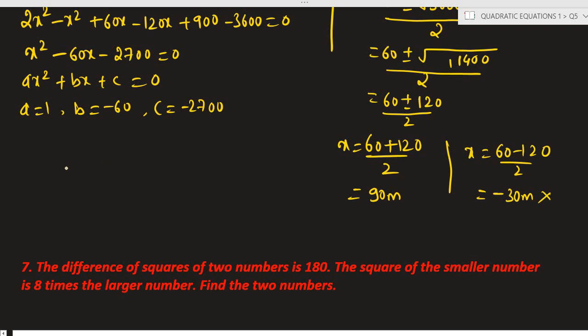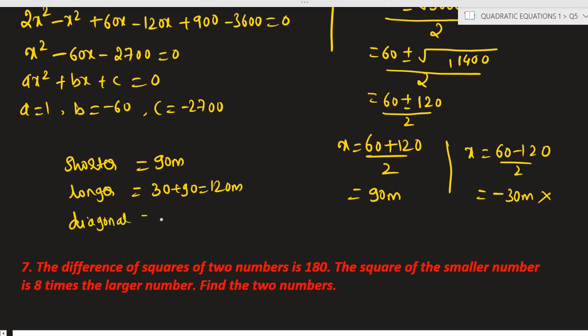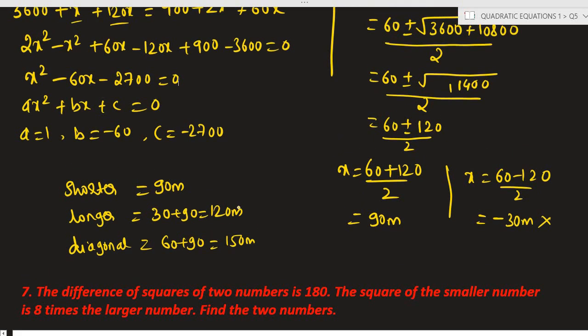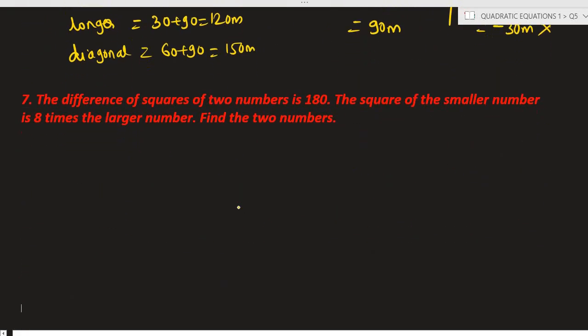The length of the shorter side is equal to how much? Shorter side is equal to 90 meter, and longer side is equal to 30 plus the 90, it is 120 meter, and the diagonal is 60 plus the 90, it is 150 meter. So these are the dimensions of the given rectangle. So let us go for the next question now.